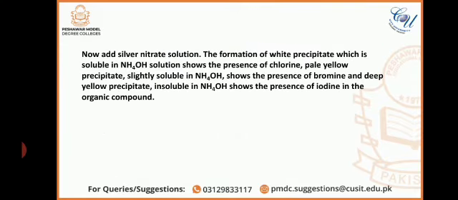Now add silver nitrate solution. The formation of a white precipitate, which is soluble in ammonium hydroxide solution, shows the presence of chlorine. A pale yellow precipitate, slightly soluble in ammonium hydroxide, shows the presence of bromine, and a deep yellow precipitate, insoluble in ammonium hydroxide, shows the presence of iodine in organic compounds.